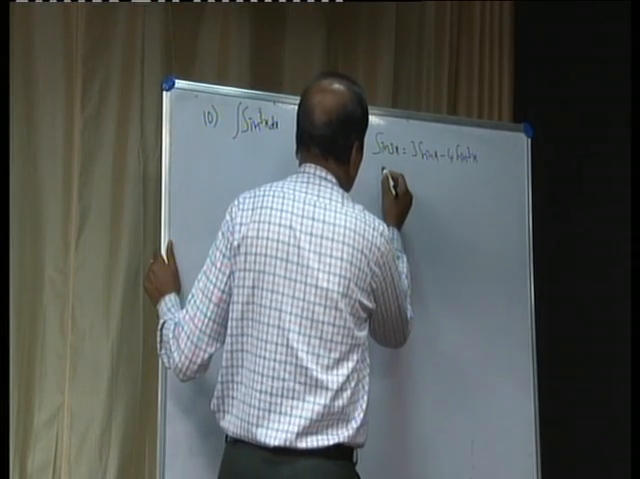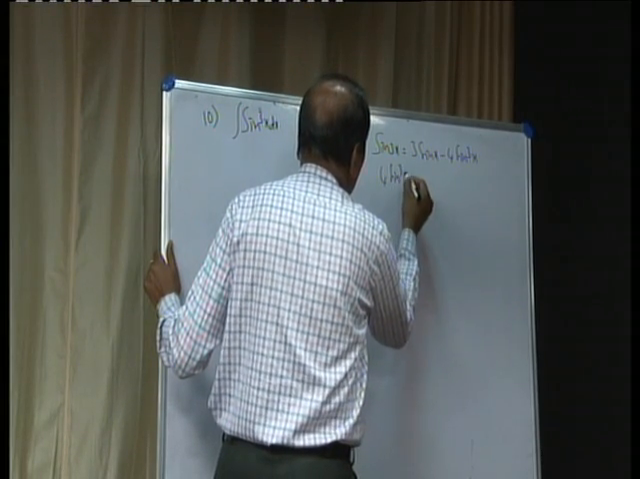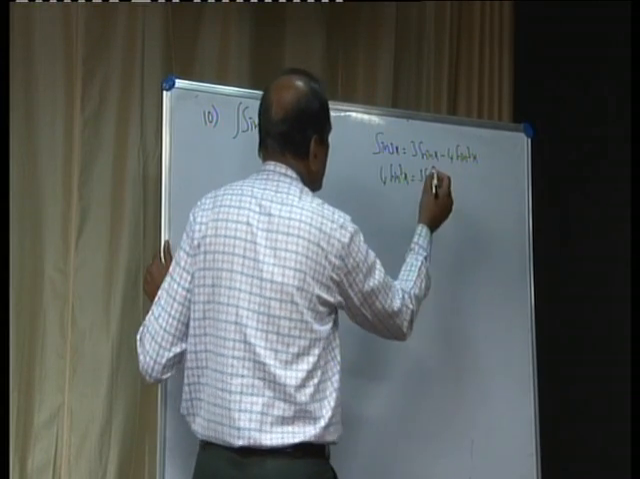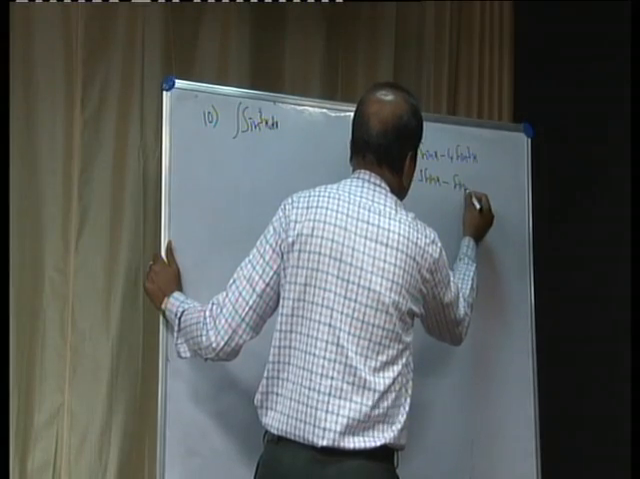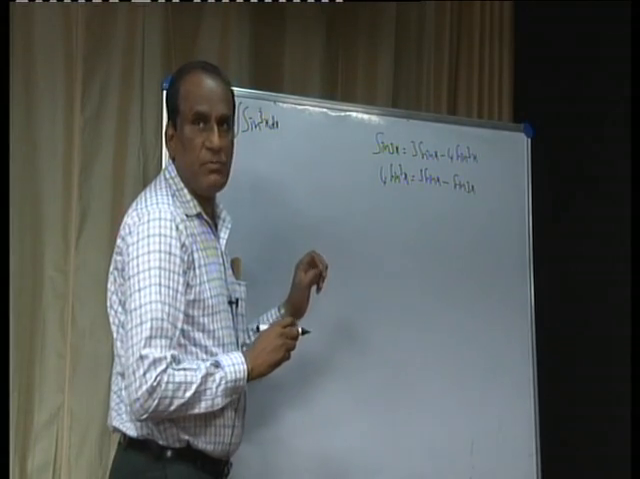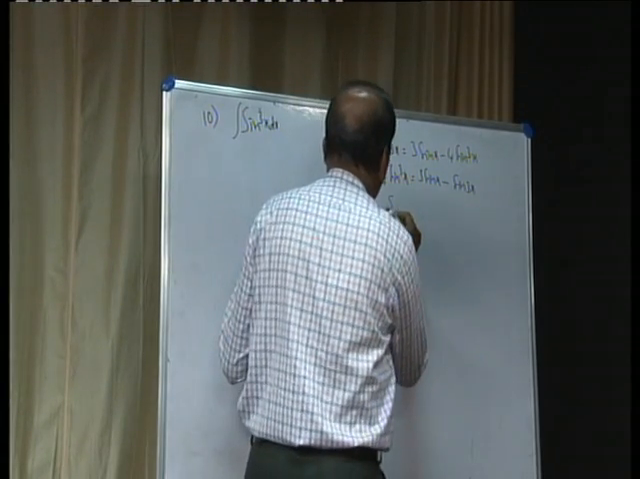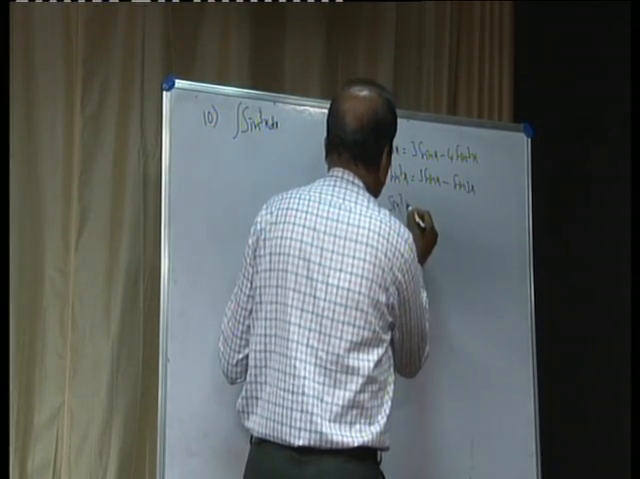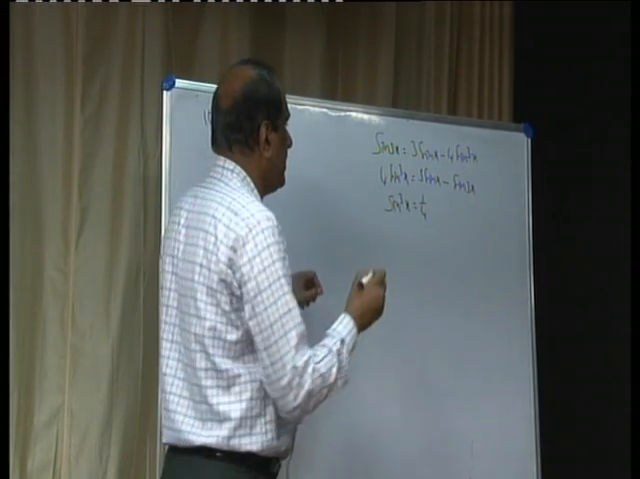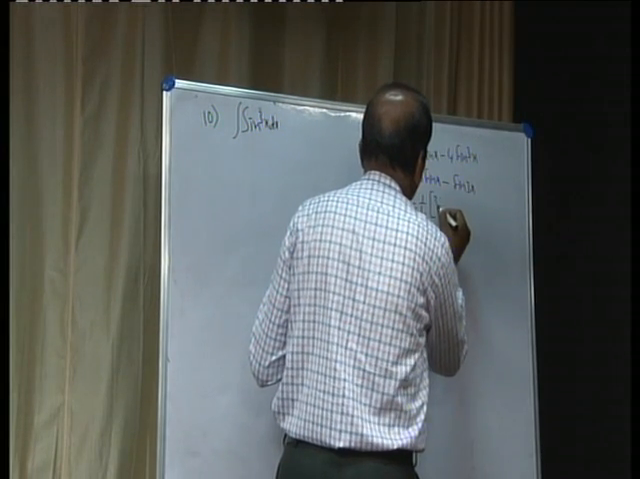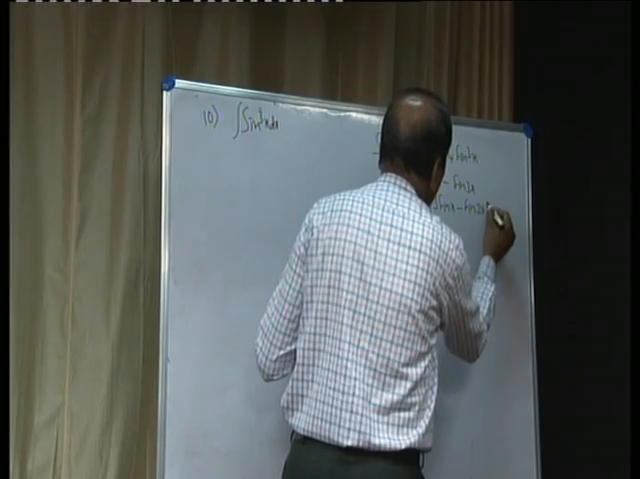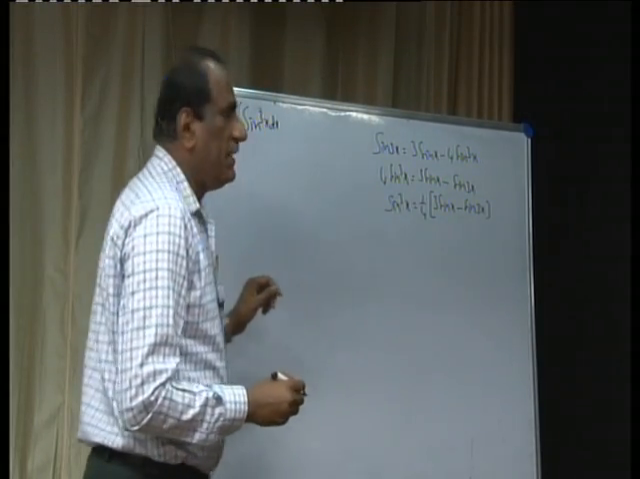Transfer the minus 4 sin cube x to the LHS: 4 sin cube x is equal to 3 sin x, and transfer sin 3x to the RHS, that is minus sin 3x. We want sin cube x, and here 4 sin cube x is there. So sin cube x is equal to 1 by 4, transferring the 4 to the denominator, into (3 sin x minus sin 3x). Substitute these in the integrand.